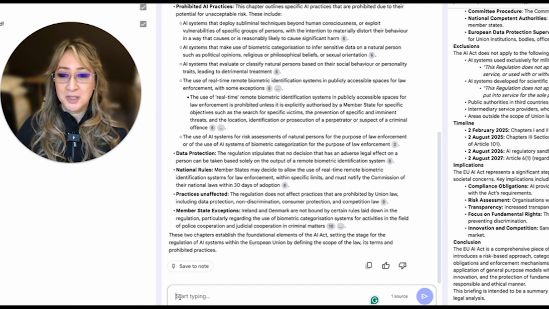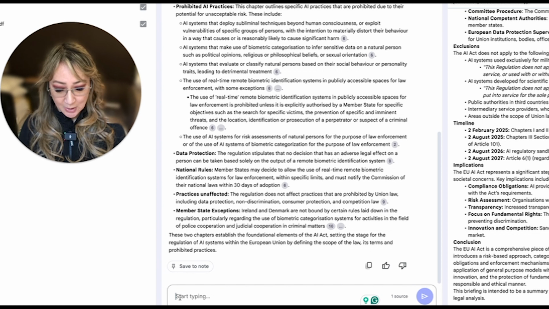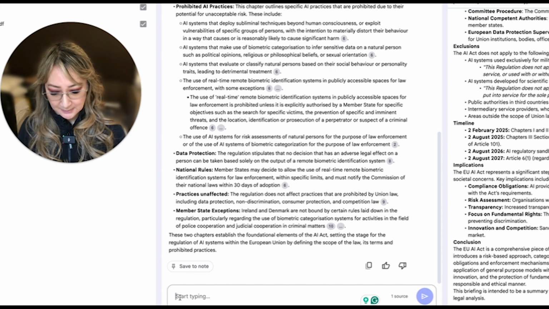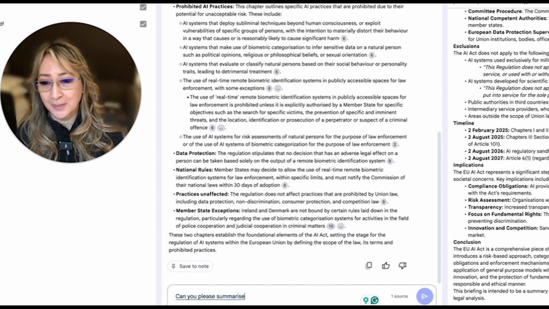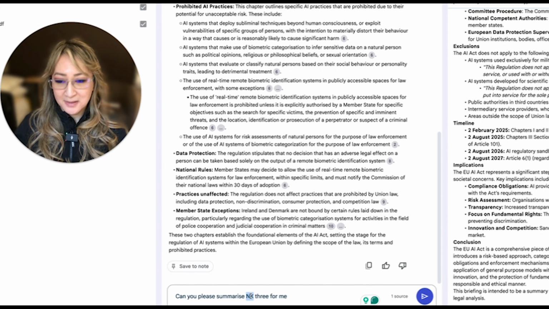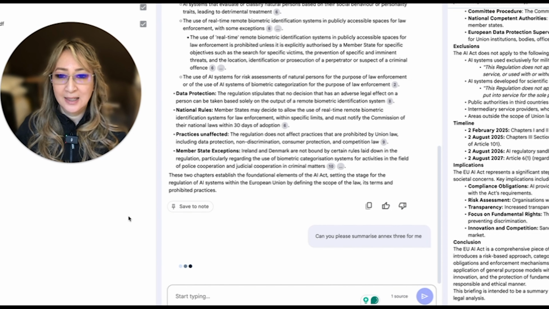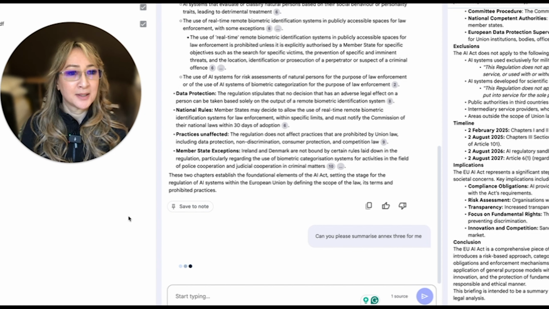They are in force now in the EU, and I wanted to have a look at Annex 3. So let me just do dictate to text. Can you please summarize Annex 3 for me? And because it hasn't picked up Annex, let me just spell that correctly. And then what is in Annex 3? That was actually outlined in terms of the high risk.